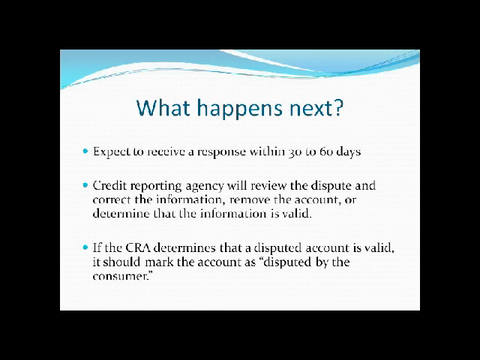Once the credit reporting agency has received your dispute, they will take a look at it, and they'll look at their files, and they'll either correct the information, remove the account, or determine that the information is valid. Most times they're going to contact the original creditor that's on the credit report. They're going to discuss the account with them. They may ask the creditor to send them proof of the account or proof of the past due status. They'll take a look, and they'll make the determination by that.